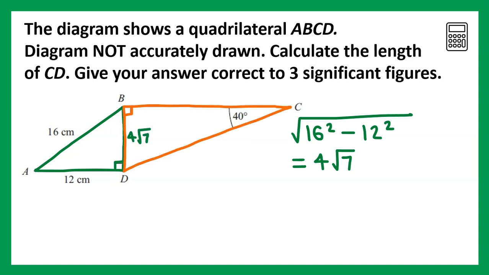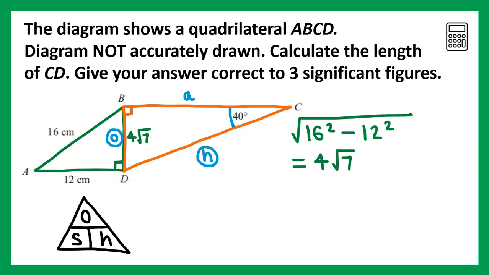We can then use this shared length to help us with the triangle on the right-hand side, highlighted orange, which will help us to find the length of CD because we've been provided with an angle. We've just worked out the opposite length is 4 root 7. I'm trying to work out the hypotenuse, meaning this side next to it would be the adjacent. The opposite is known and the hypotenuse is trying to be worked out. The identity that involves opposite and hypotenuse is sine.